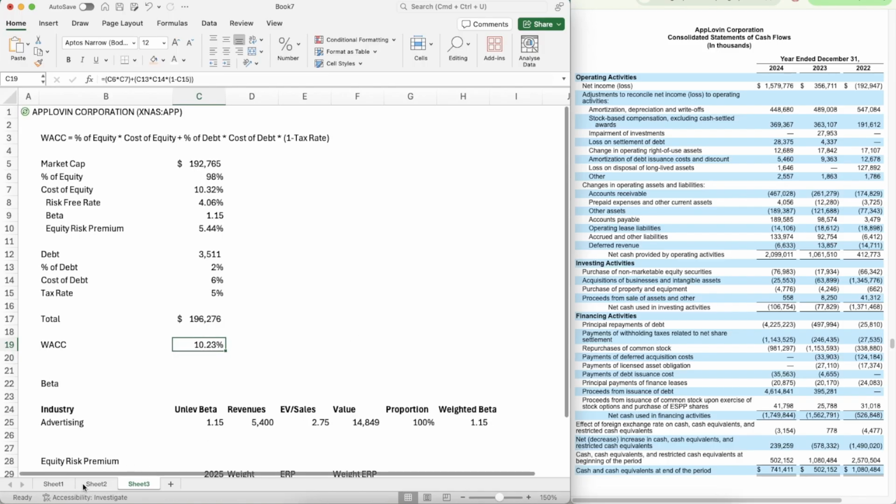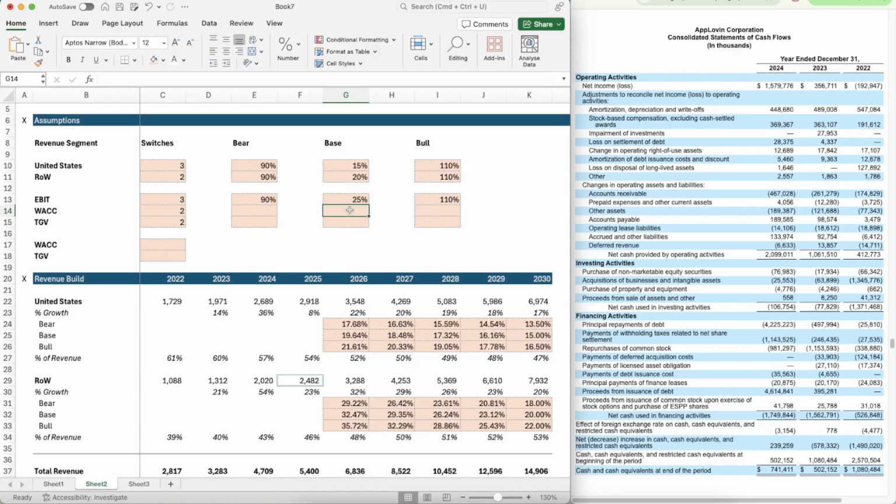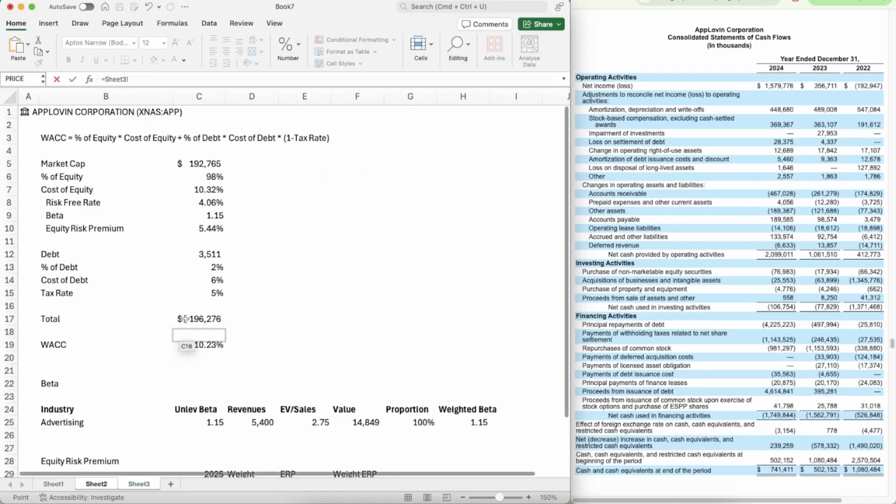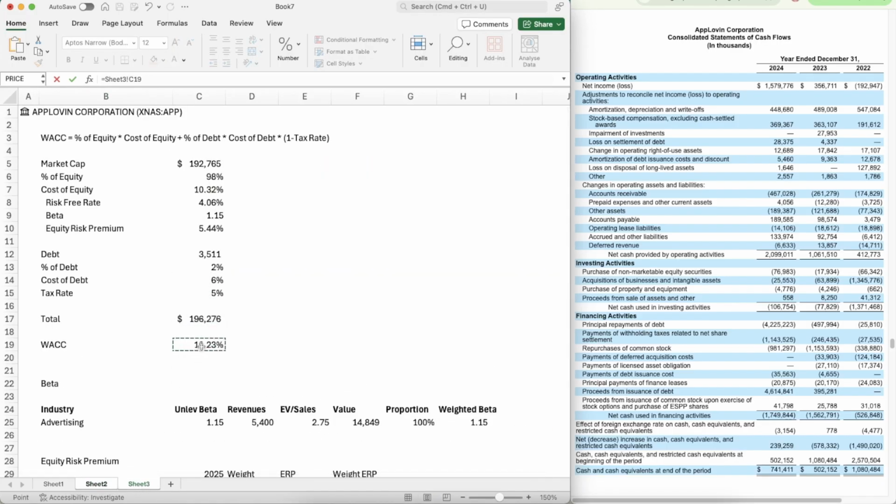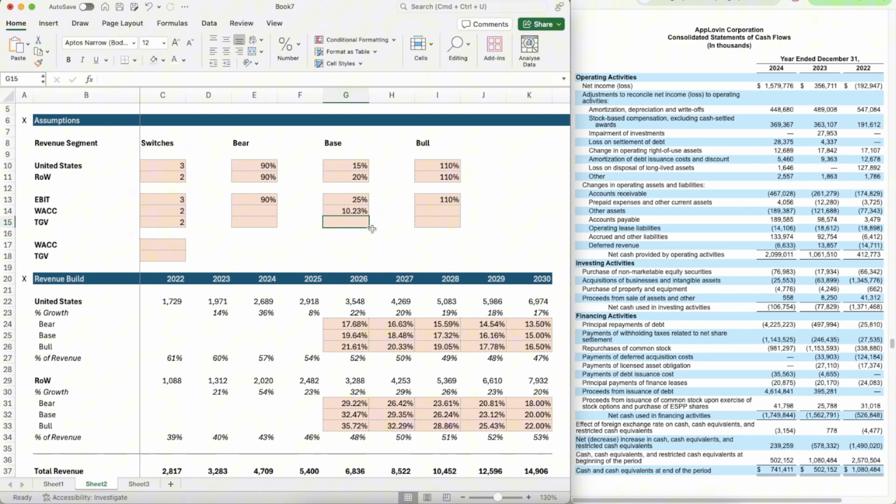Okay, come back to the other sheet. Let's put the WACC in. The bear case for the WACC, we're going to say we add on 0.5%.